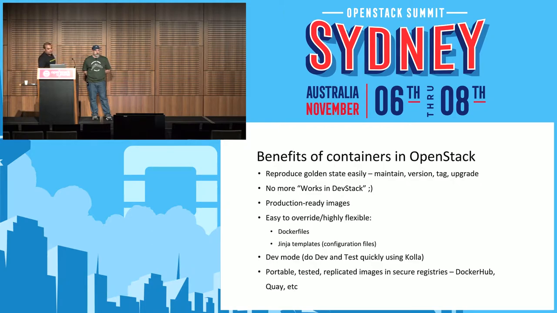Very easy to override and highly flexible, so we can override Dockerfiles. We can also override configs using Jinja templates. And there's a new dev mode in Kolla where we can actually change the code of an OpenStack service and see it picked up in the container when the container restarts. That speeds up the dev and test cycle. And Kolla is a great way to have portable, tested, replicated images in a registry. So we don't have to worry about moving golden images. If you're using Docker Hub or Quay, they replicate images geographically across the globe. So when we pull images, we hit the nearest registry and pull from there.